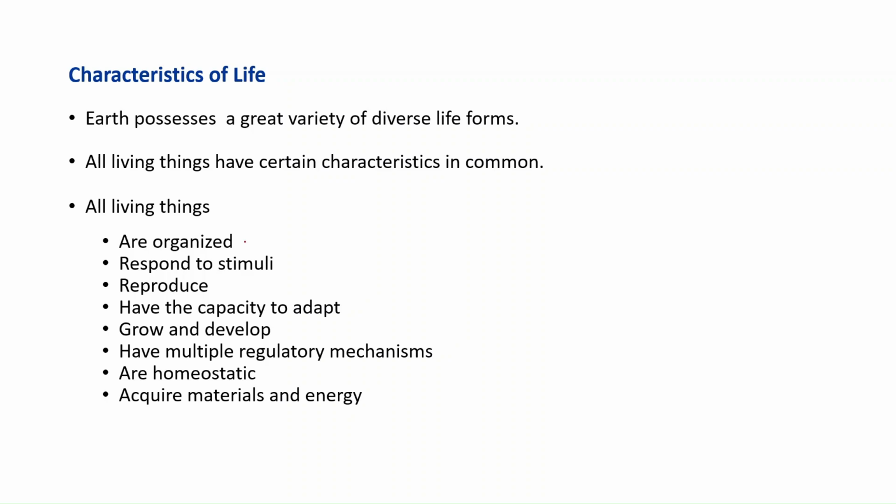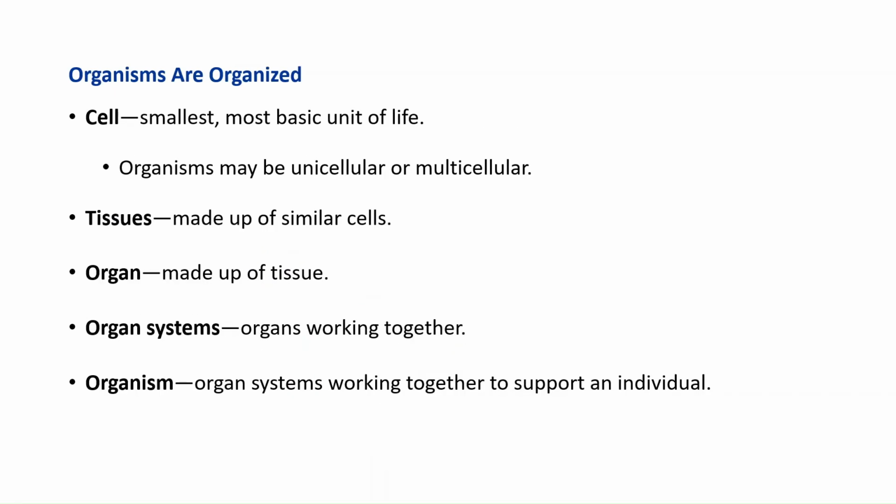So all living things are organized, respond to stimuli, reproduce, have the capacity to adapt, grow and develop, have multiple regulatory mechanisms, are homeostatic, and acquire materials and energy. And we are going to go slowly through each one of these characteristics so you can understand them better. Organisms are very well organized.